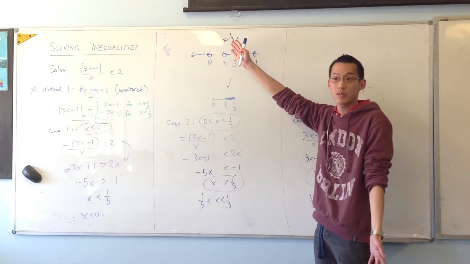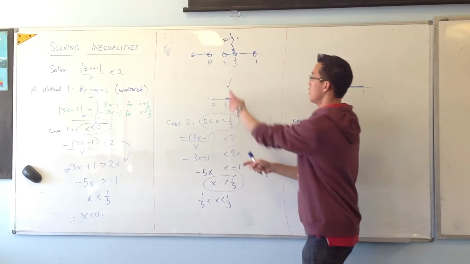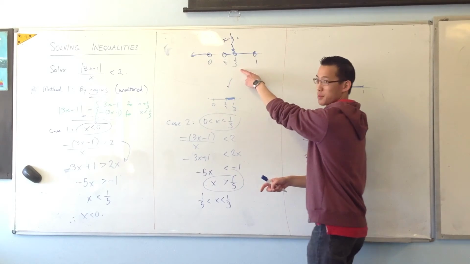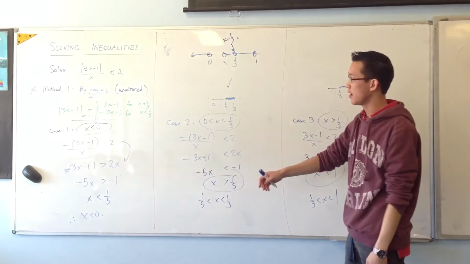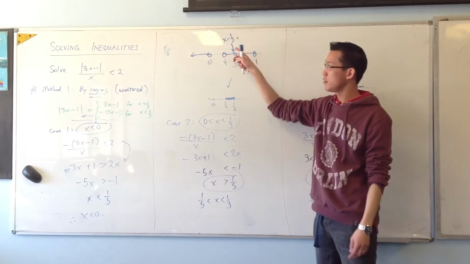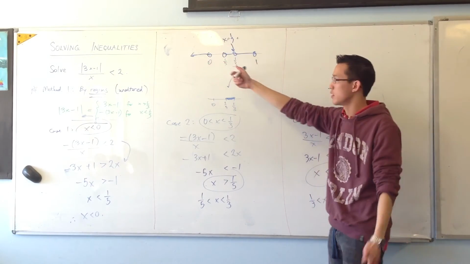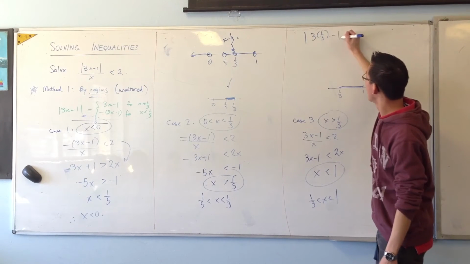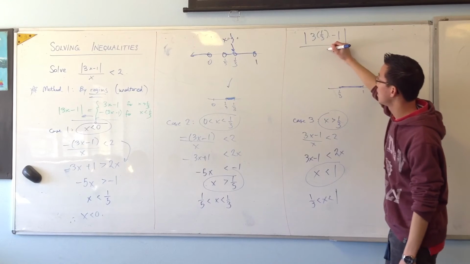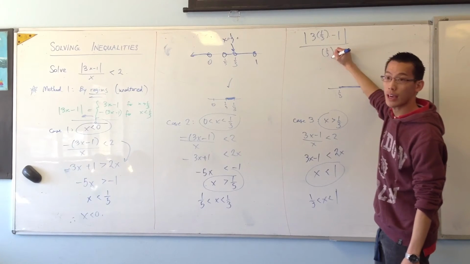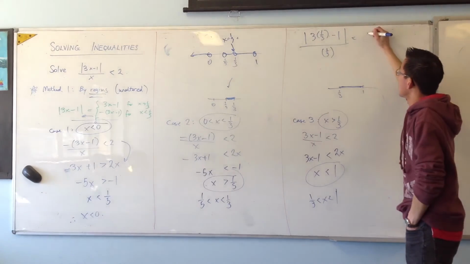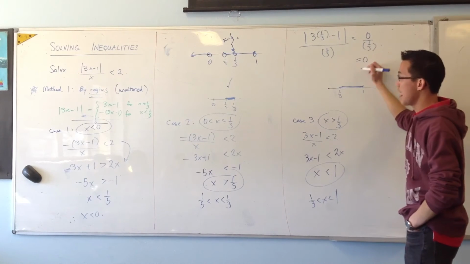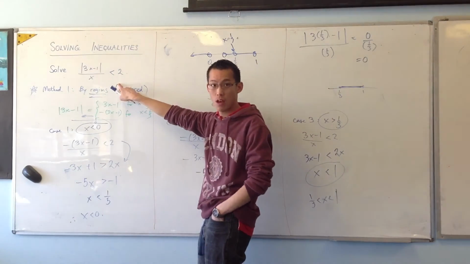Let's test x equals a third. How do you test? You take your value and pop it in the left-hand side. So the absolute value of 3 times a third minus 1, close the absolute value, all over a third. What's that? That's 0 over a third, which is 0, and 0 is less than 2. So a third satisfies the inequality.